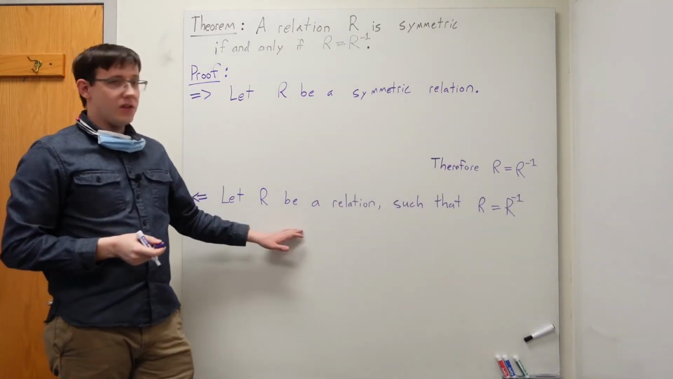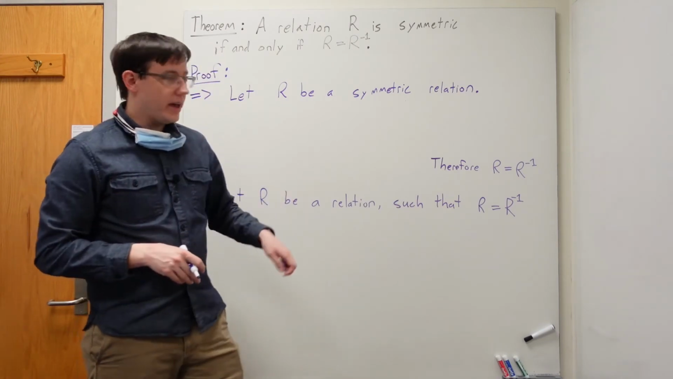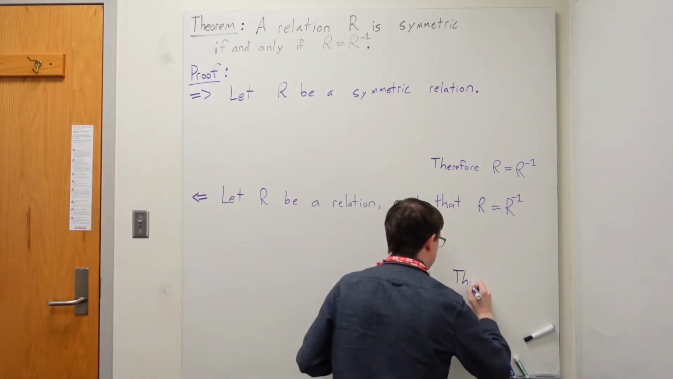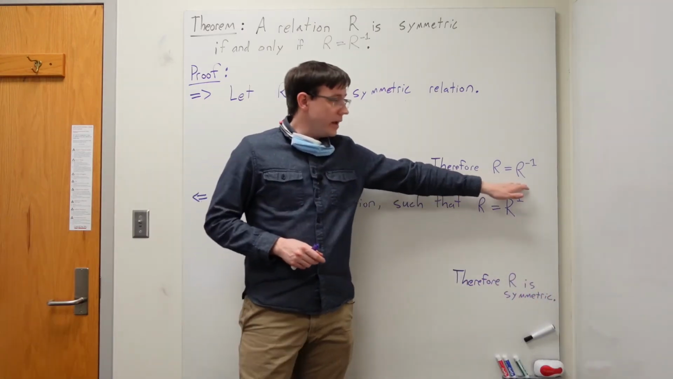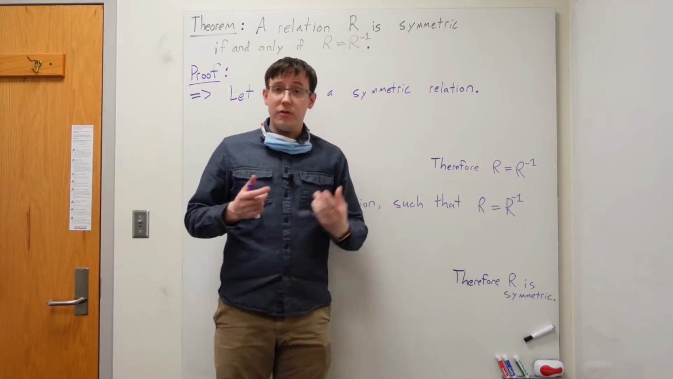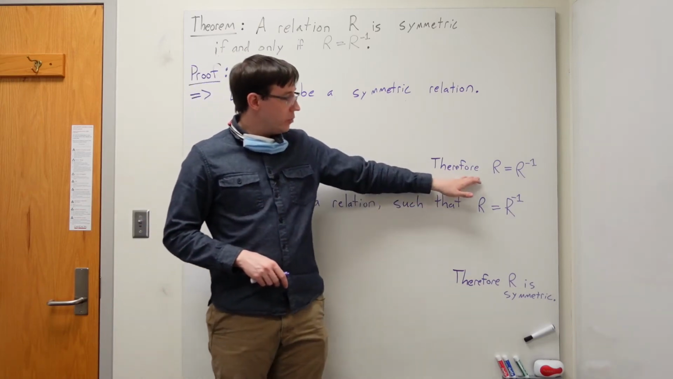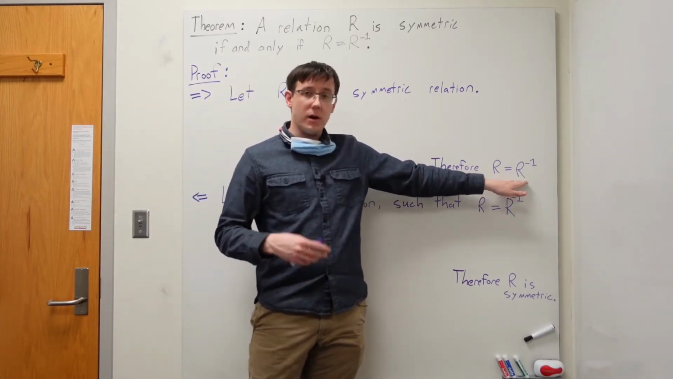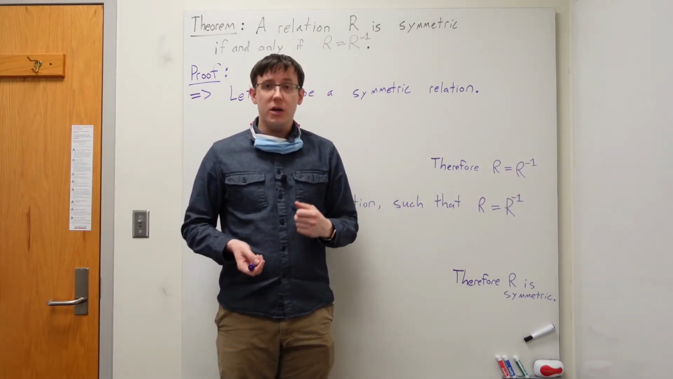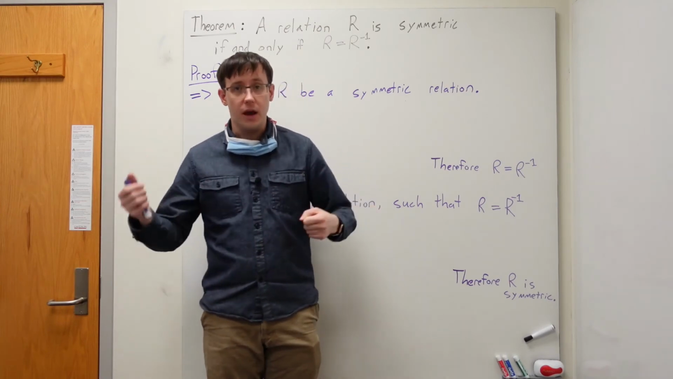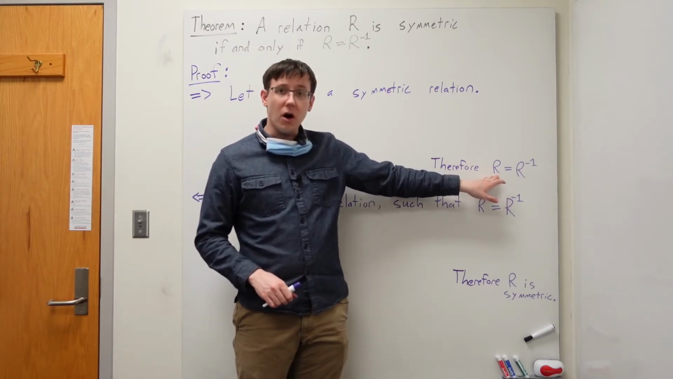So we hypothesize that we have a relation that's equal to its inverse and want to conclude that the relation is symmetric. Since our goal is to show that R and R inverse are equal, and we defined a relation to be a set of ordered pairs, we now want to prove that these two sets, R and R inverse, are equal, and we prove that two sets are equal by showing that they are each a subset of the other. So let's begin by hypothesizing that we have an element of R.